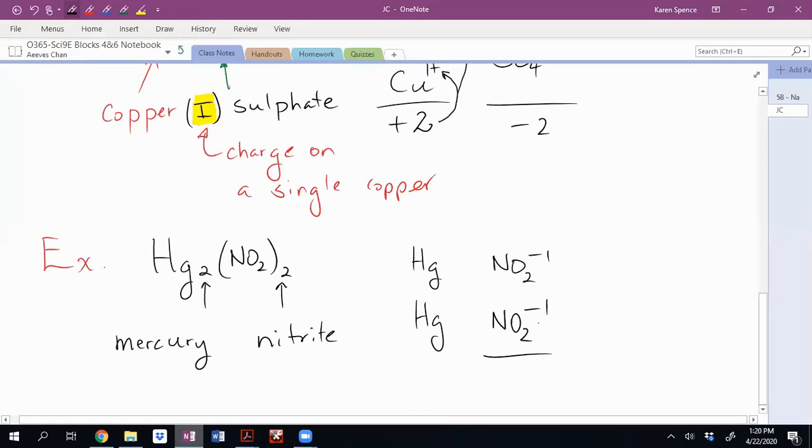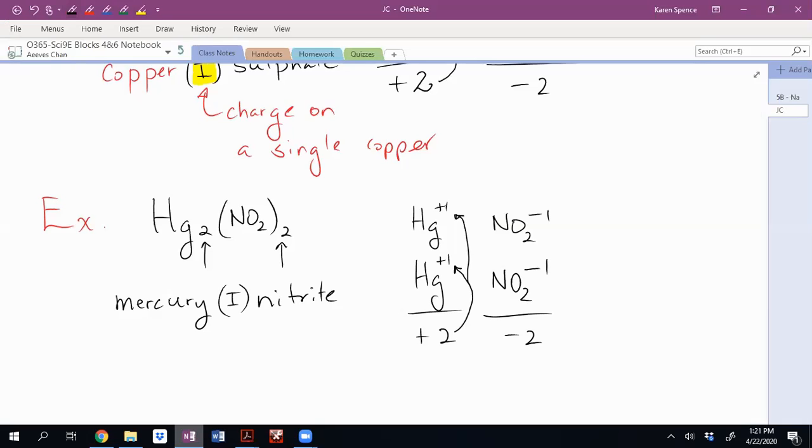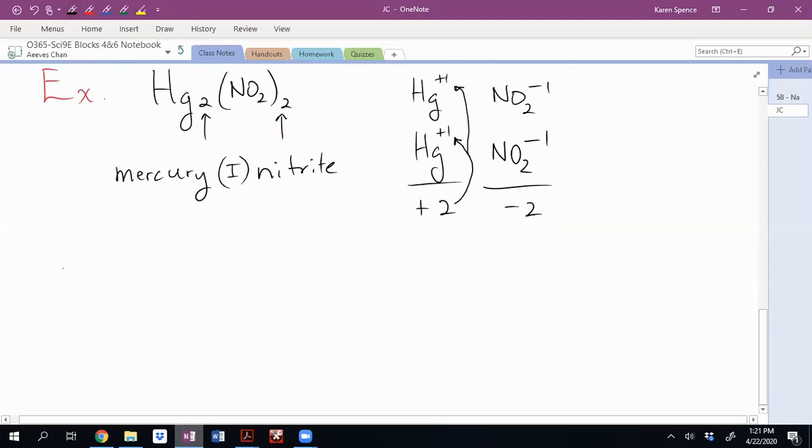That gives us a total negative charge. -1 and -1 equals -2. Our total positive charge has to be +2. And that means we distribute this out over the 2 and we get +1 and +1. So that is our Mercury 1. Okay, let's do one more that's just a little bit more complicated. And then we'll do one that's actually less complicated, but tricky.